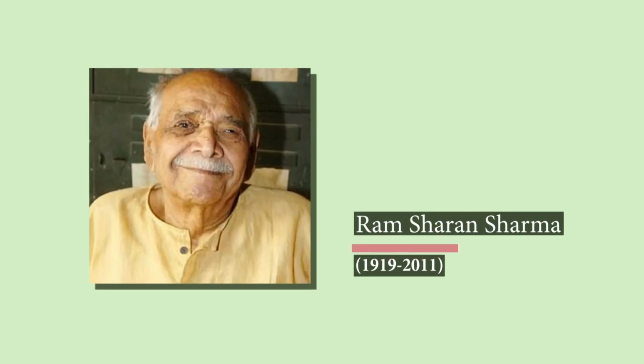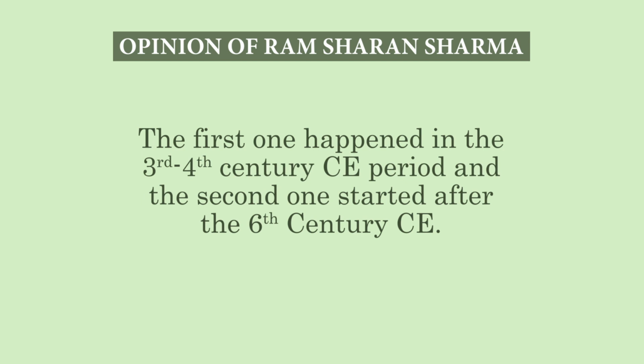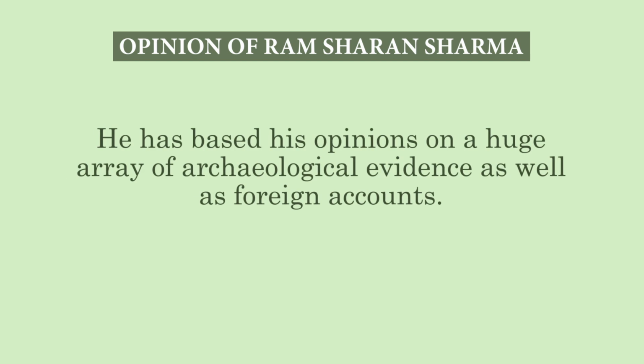To start with, we will look at the opinions of historian R.S. Sharma. Now, historian R.S. Sharma has argued for a two-phase decline in urban centers in India. The first one happened in the 3rd, 4th century CE period, and the second one started after the 6th century CE. He has based his opinions on a huge array of archaeological evidence as well as foreign accounts.